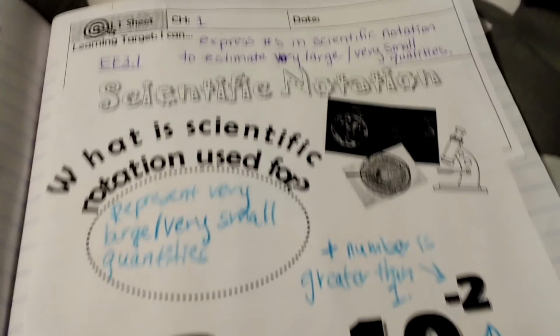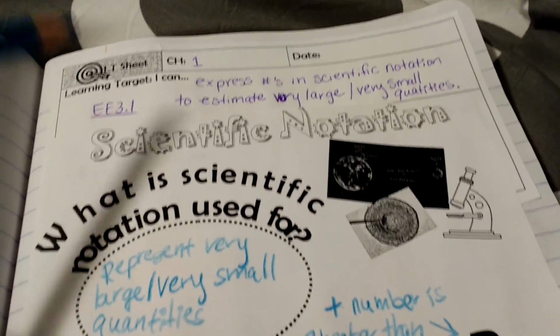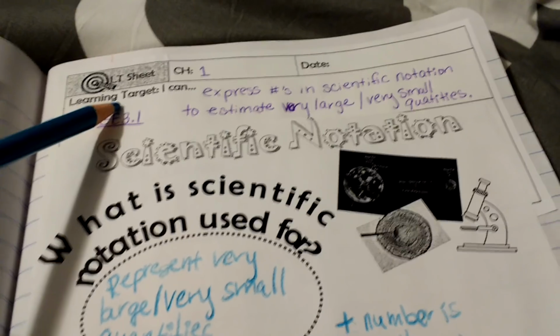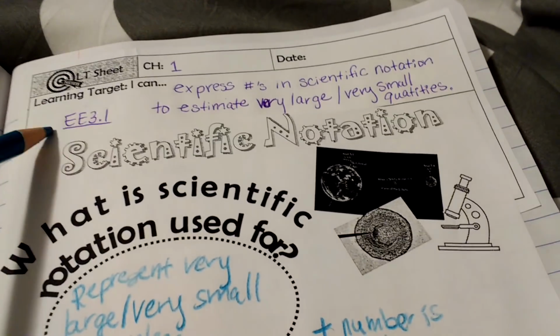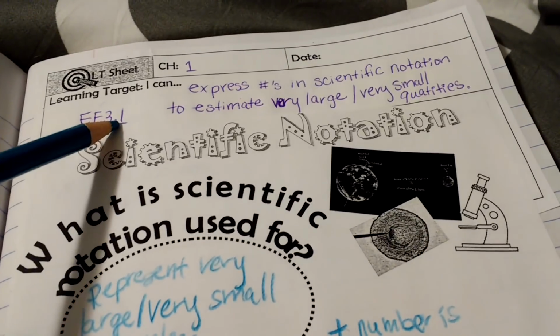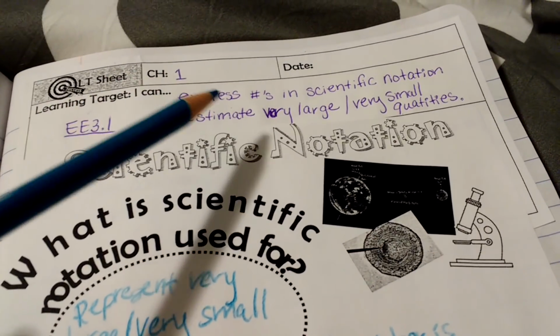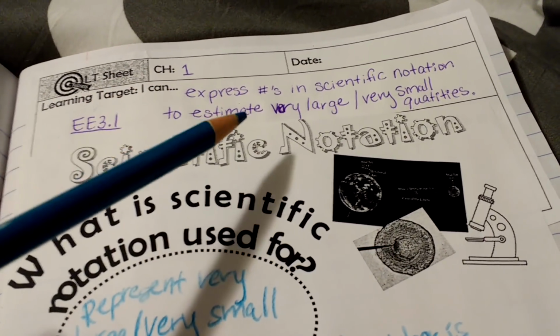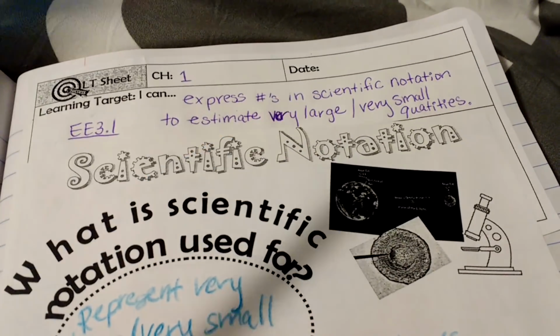All right, so if you're ready for scientific notation, you don't have to put an LT sheet here because I'm only using a small portion of it. If you want to, you can just put the learning target there. It's EE 3.1: I can express numbers in scientific notation to estimate very large or very small quantities.